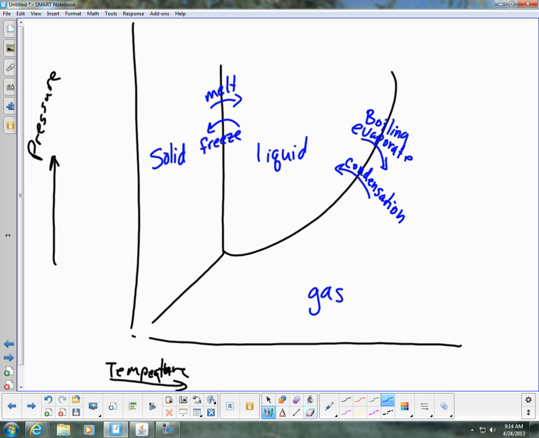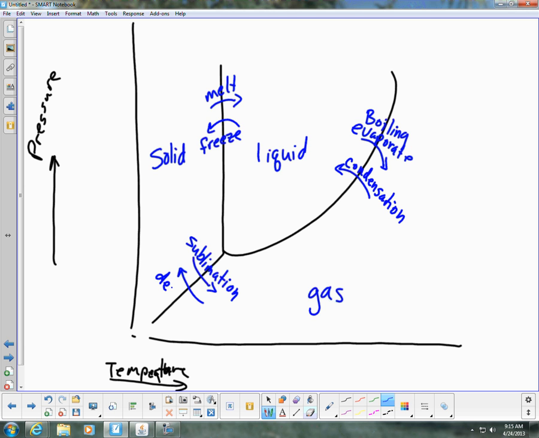Okay, now this is a harder one. What if I go from solid to gas? What is that called? Solid to gas. No. Starts with an S, but it's not solidification. I'm not solidifying anything. Sublimation. Sublimation. Now, here's the harder one. What happens when I go from gas to solid? Starts with a D.